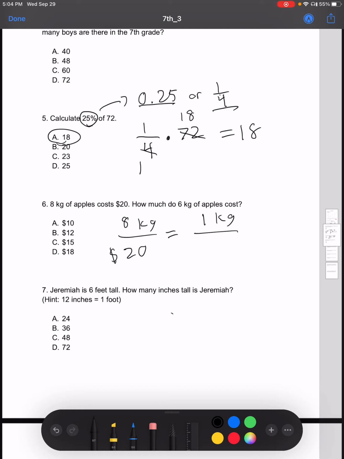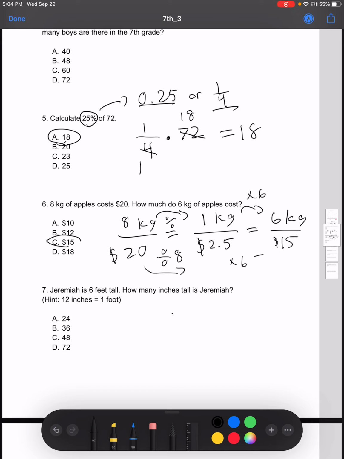To get from the 8 to the 1, we have to divide by 8, meaning that on the bottom, we also have to divide by 8. That's not exactly a pretty number, but what we end up getting is 2.5. So we see that 1 kilogram is equivalent to $2.50. Well, if we want to get to 6 kilograms now, we have to multiply by 6 on the top and on the bottom. Doing so gets us that 6 kilograms equals $15. Therefore, our answer would be C.